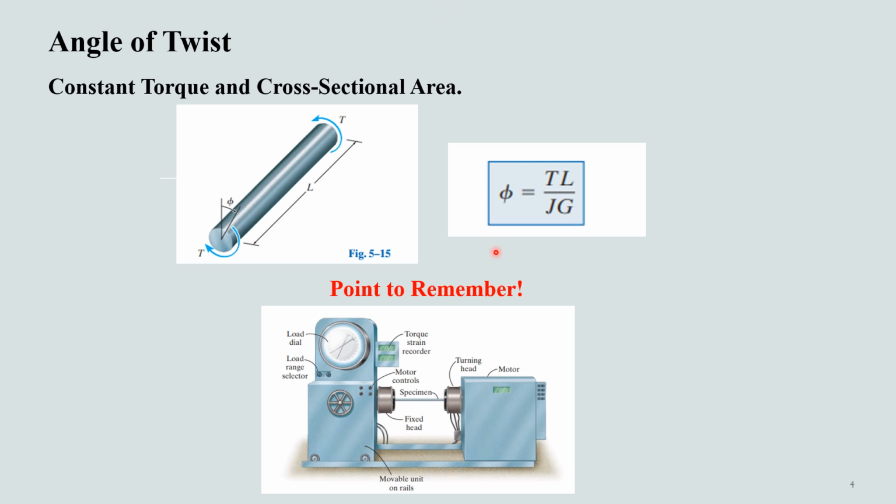A crucial point to remember here is that this equation for the angle of twist is often used to determine the shear modulus of elasticity of a material. To do so, a specimen of known length and diameter is placed in a torsion testing machine like this one. The applied torque and the angle of twist are then measured along the length L, and then by replacing the angle of twist and length in this equation by the known values, we determine the shear modulus of any kind of material.